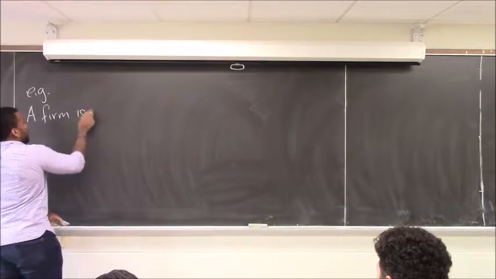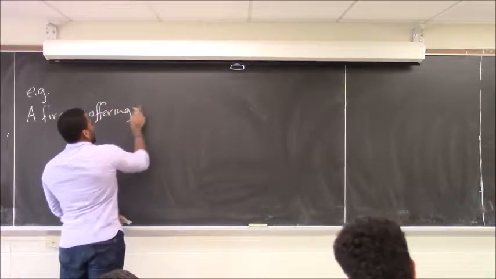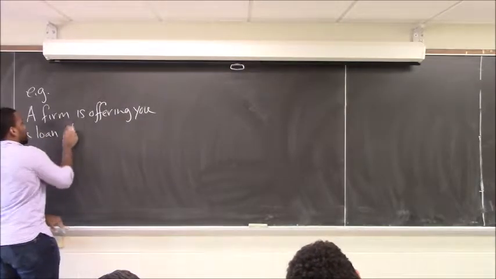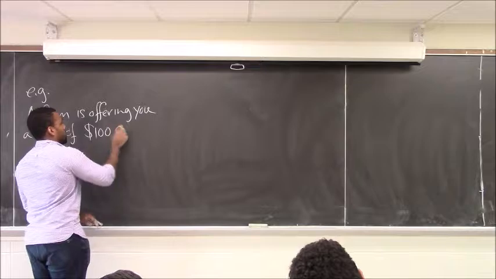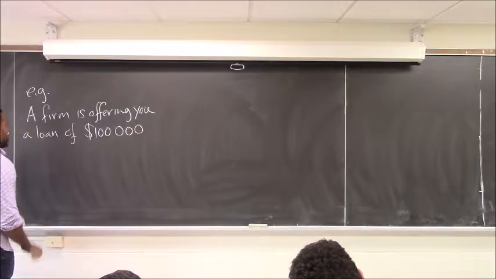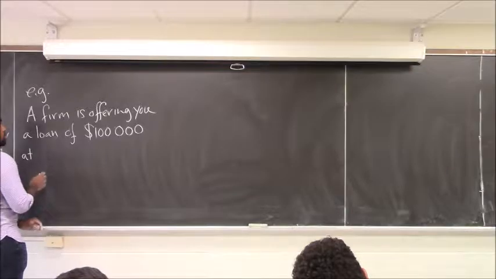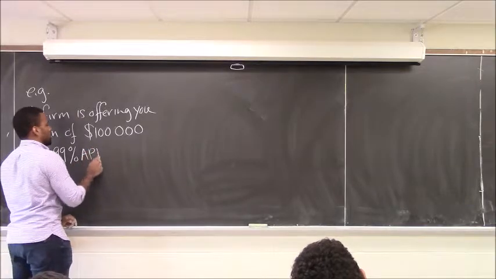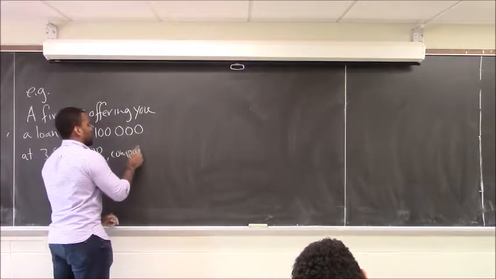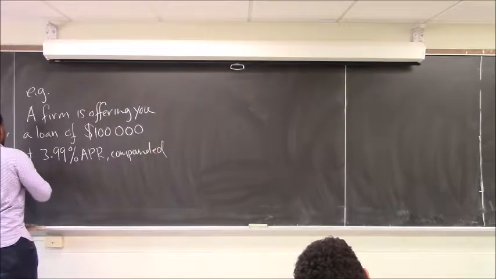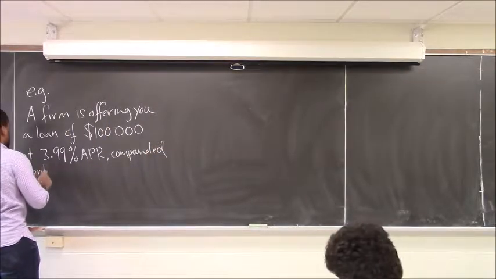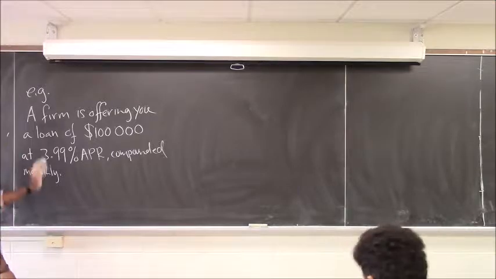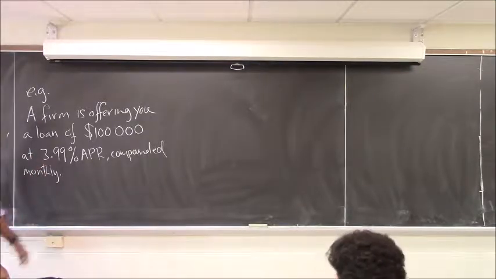Let's not name anybody, is offering you a loan of 100,000 at 3.99% APR, compounded say monthly. So someone is willing to lend you $100,000 on these terms.